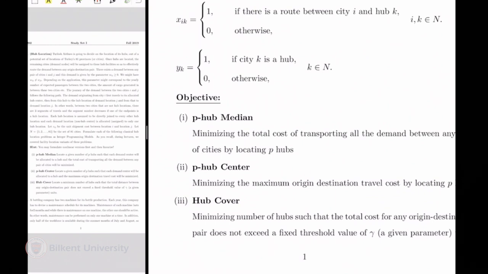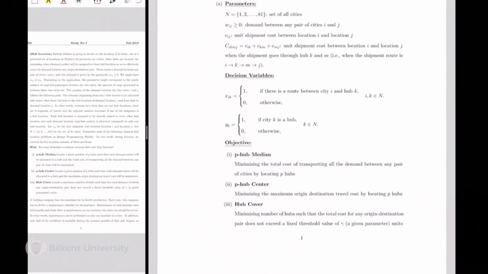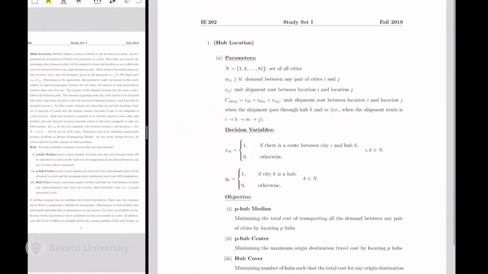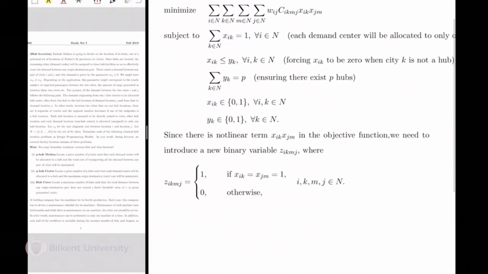This formulation, a similar format you have seen in facility location problems. It's not that much different, with slight changes. So in the first objective, we want to minimize the total cost. So what do I have in the objective function? The demand of going from i to j, the cost that would occur from going from i, through hubs k and m, and then to j.